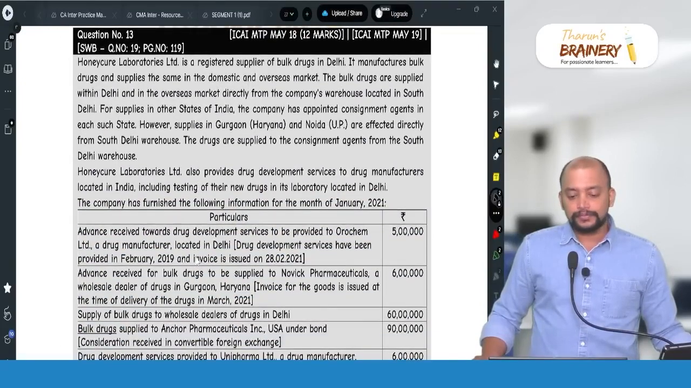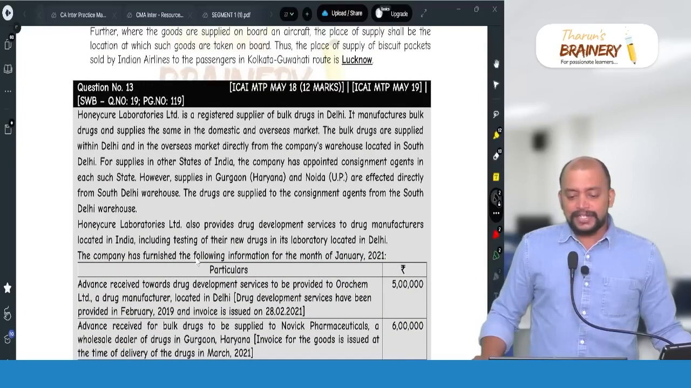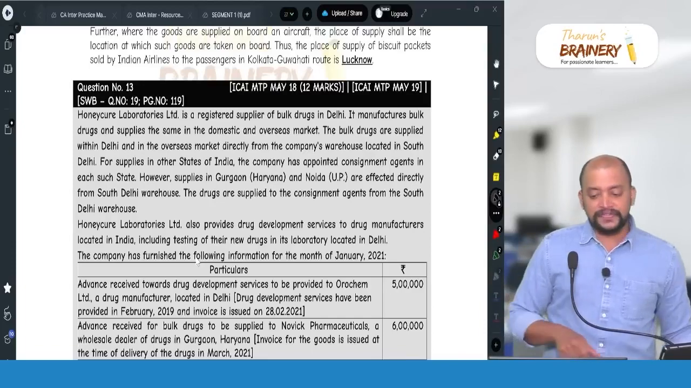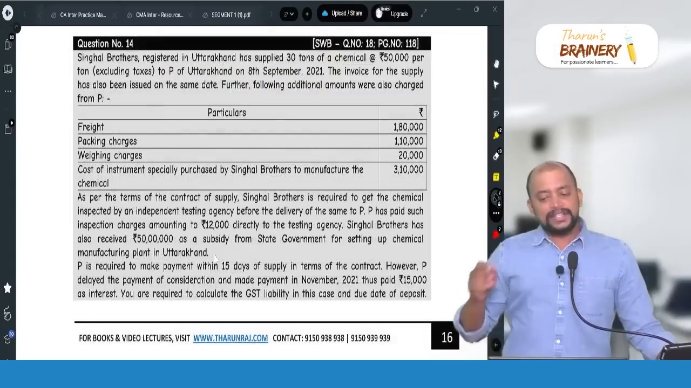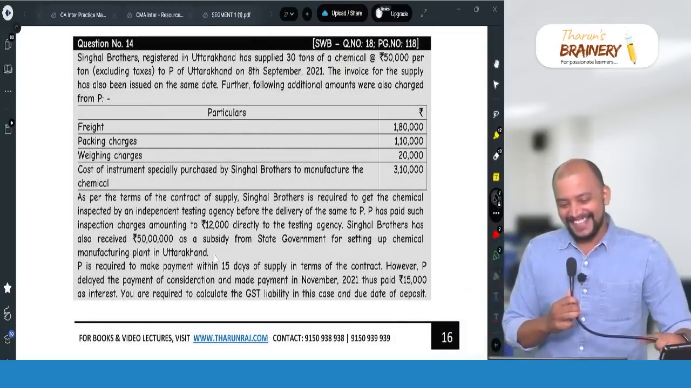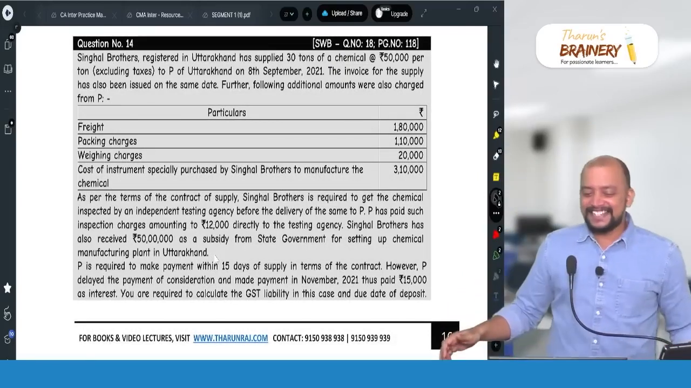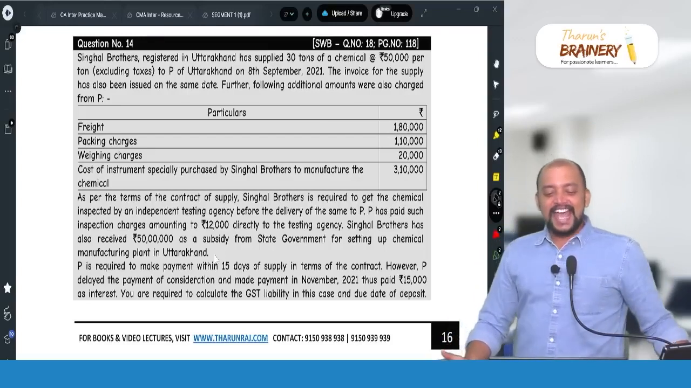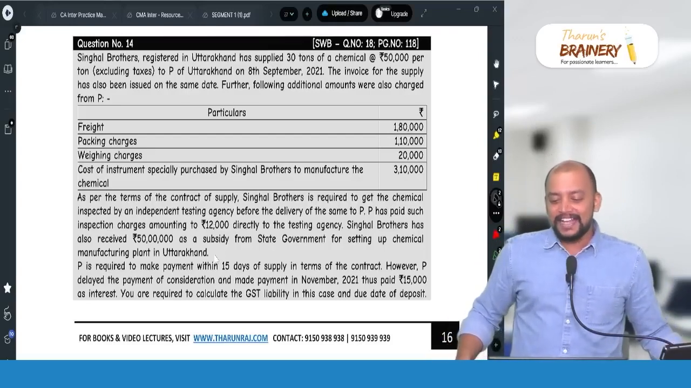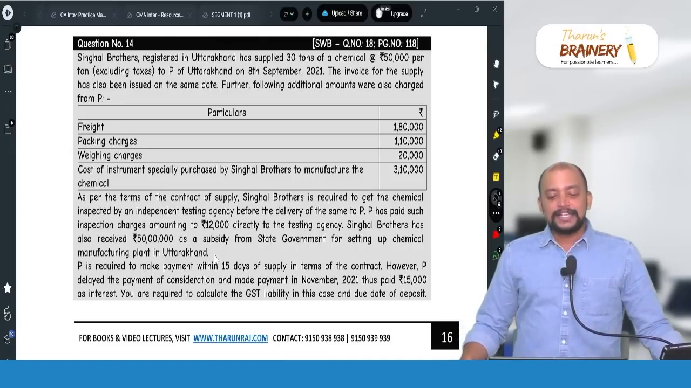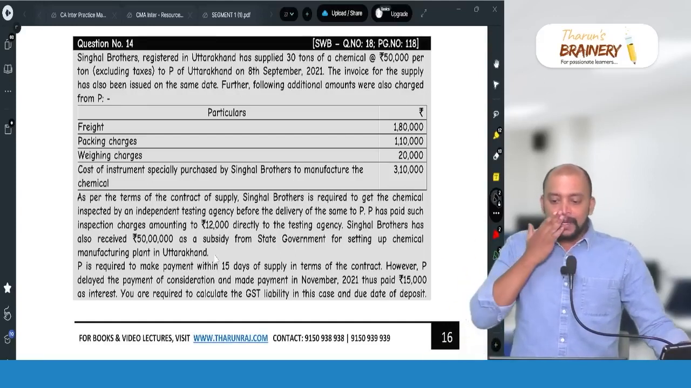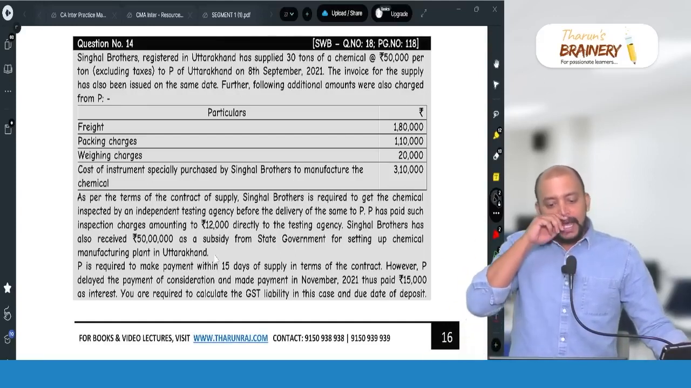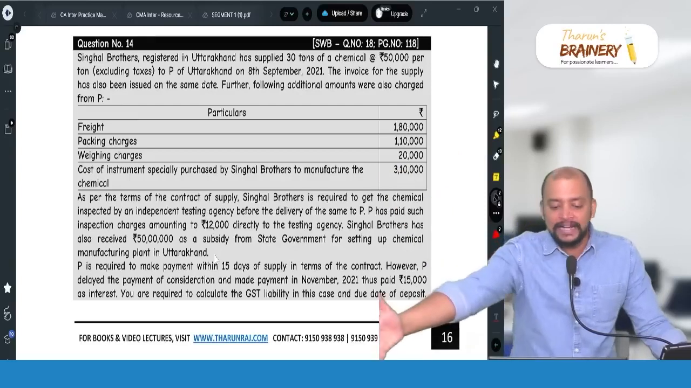Then we have next question. This is in value of supply. You can see page number 119, page number 118. Then Sikkal Brothers registered in Uttarakhand has supplied 30 tons of chemical at 50,000 rupees per ton, excluding taxes, to P of Uttarakhand on 8 September 2021. The invoice for the supply has also been issued on the same date.